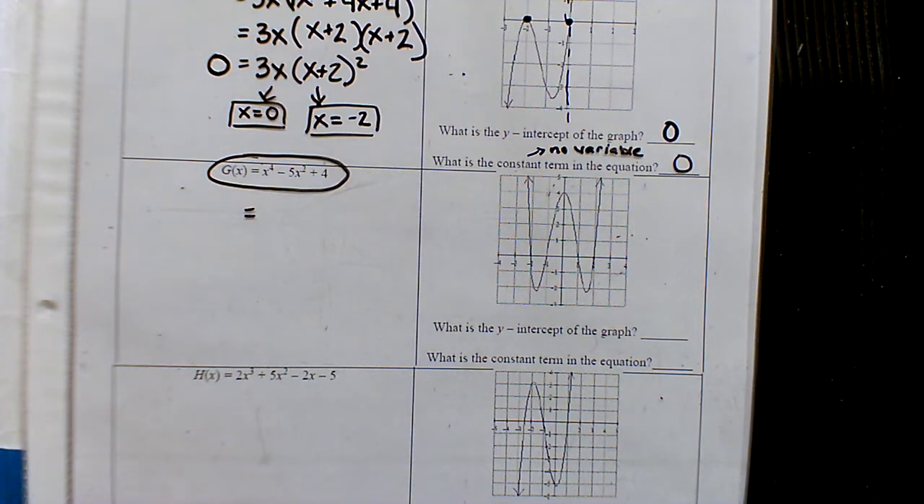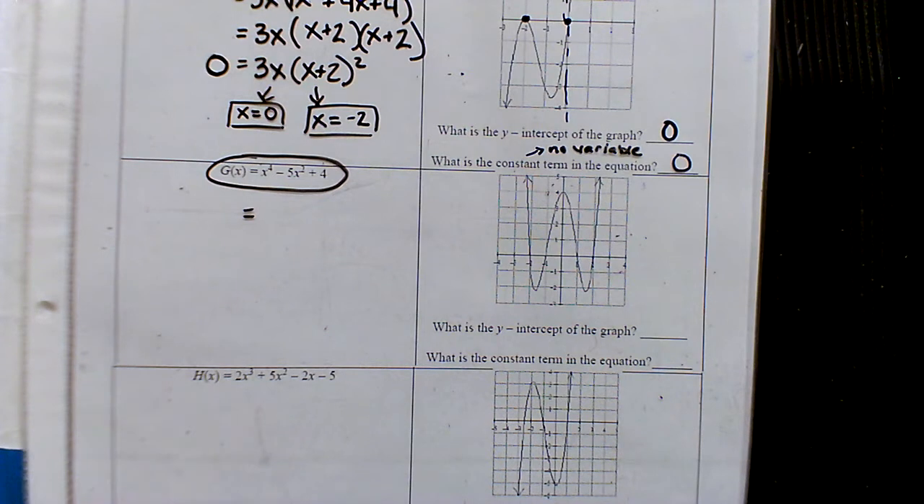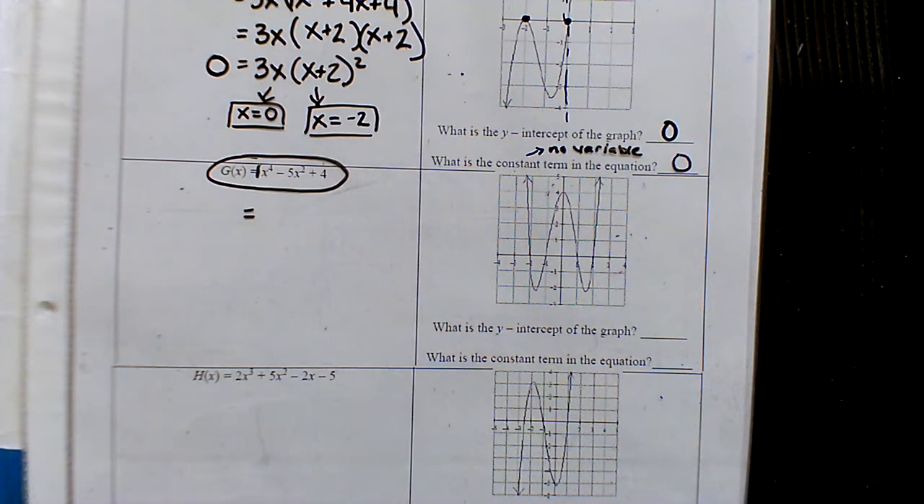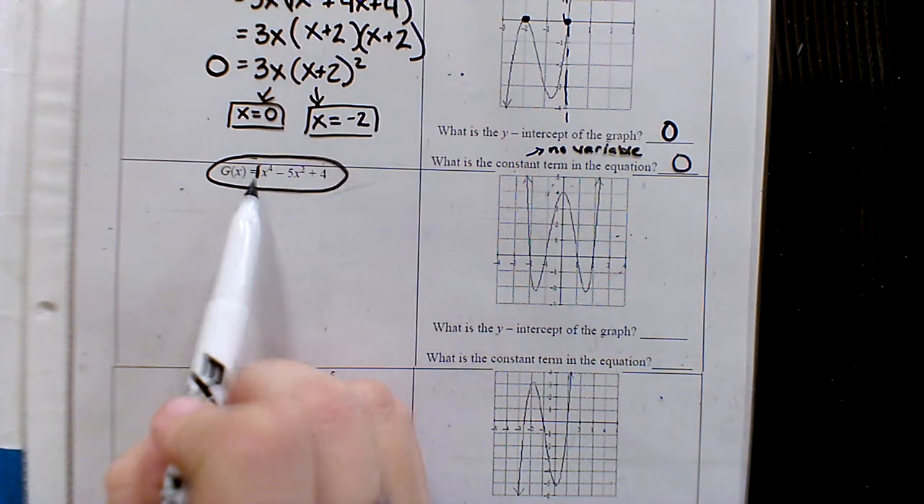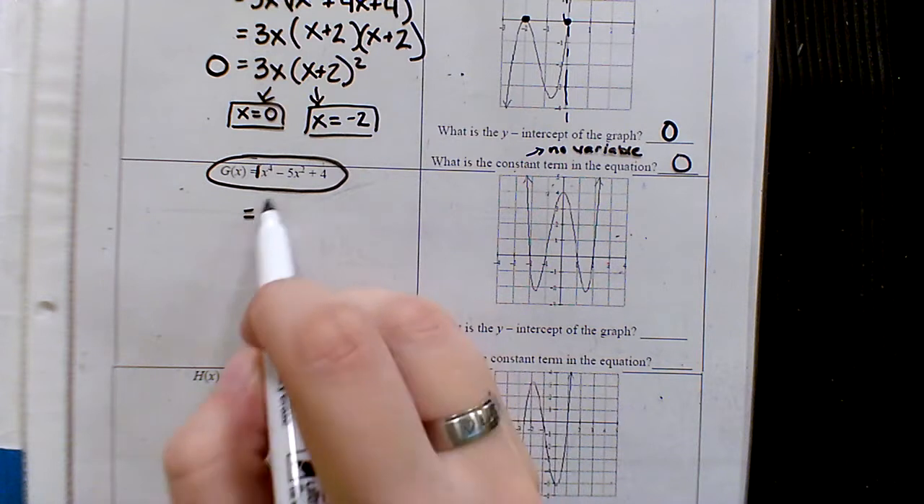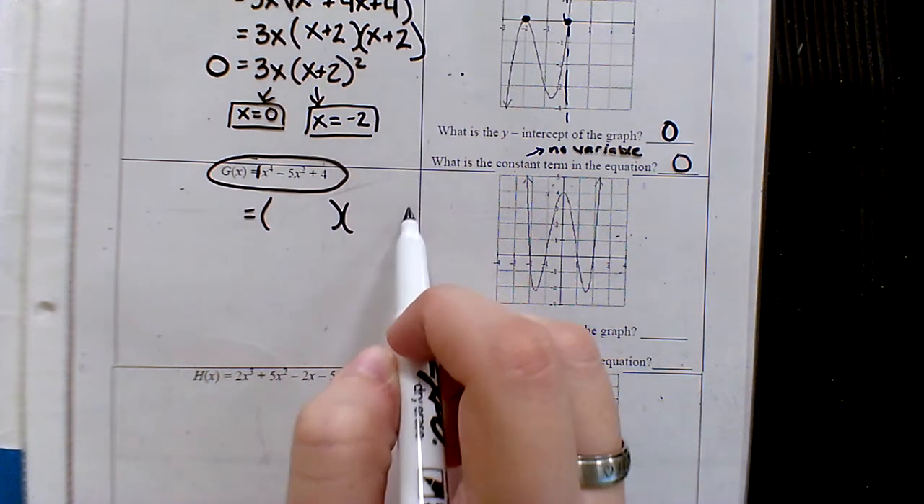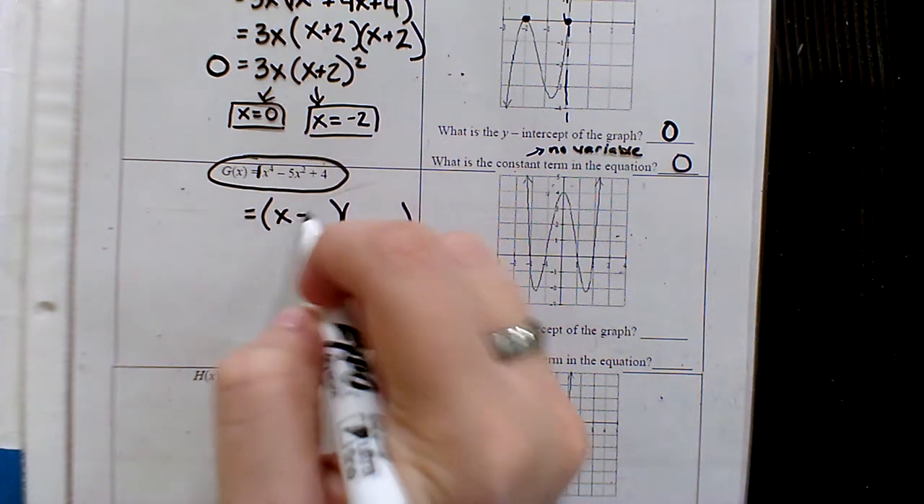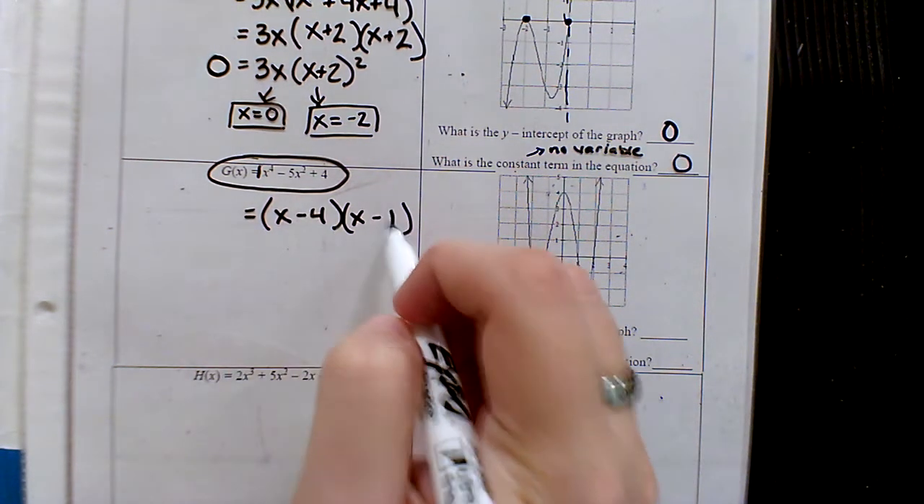Can we pull anything out? Is there a GCF? No. Okay, it's not a difference of squares. It's not a difference of cubes. The a term is 1. Okay, so maybe we can think about I am factoring. What are two numbers that multiply to 4 but add to -5? Yeah. -4 and -1. Okay.